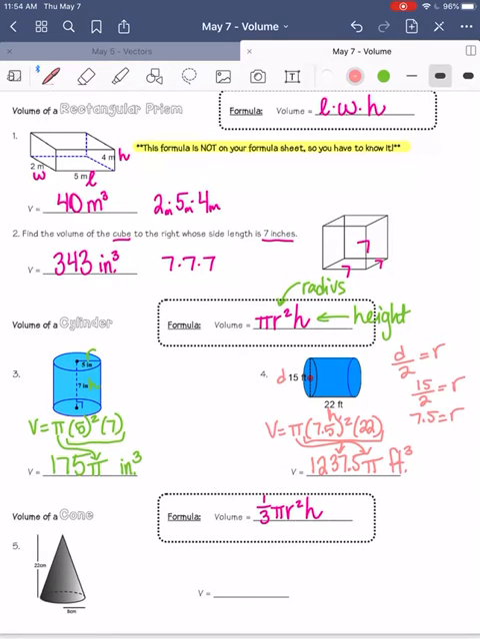All right, so there really aren't any tricks for the rectangular prism or the cylinder, except for the fact that I could give you the diameter as opposed to the radius. Okay, so just be on the lookout for that.